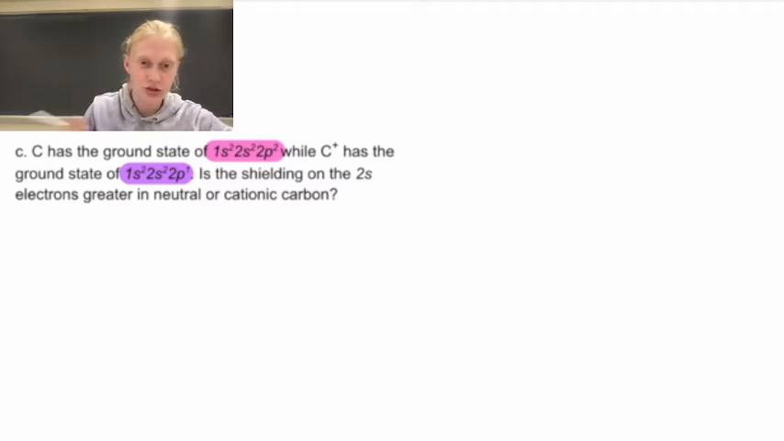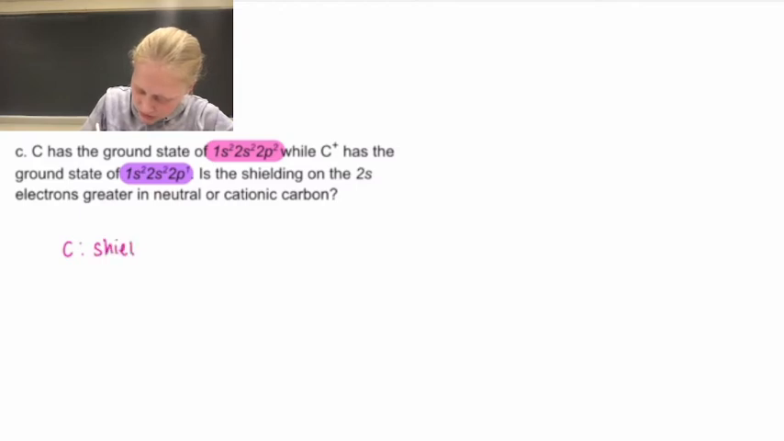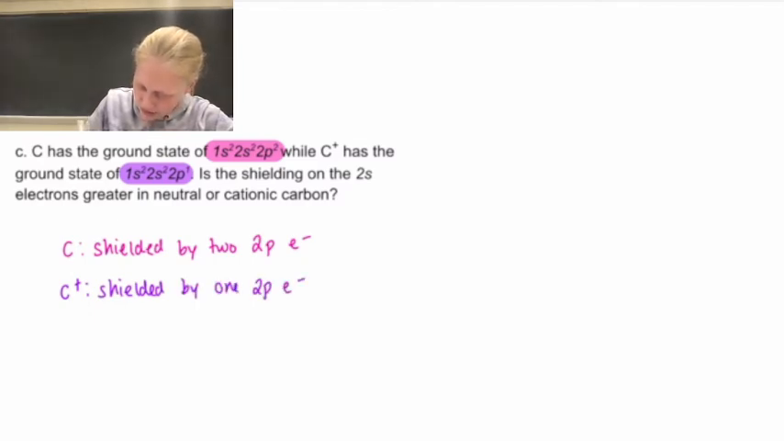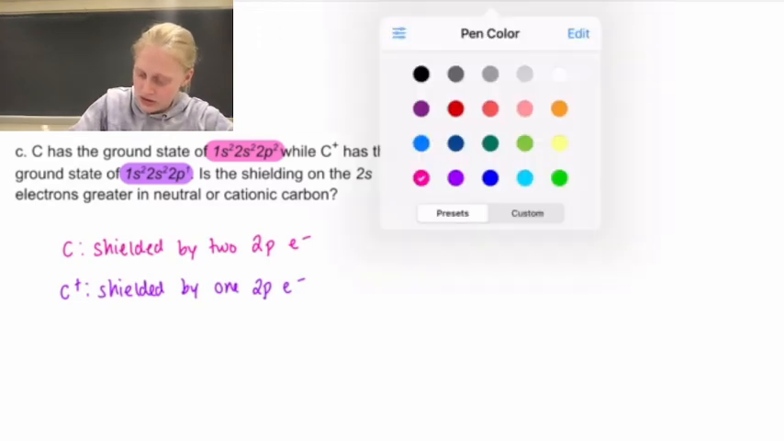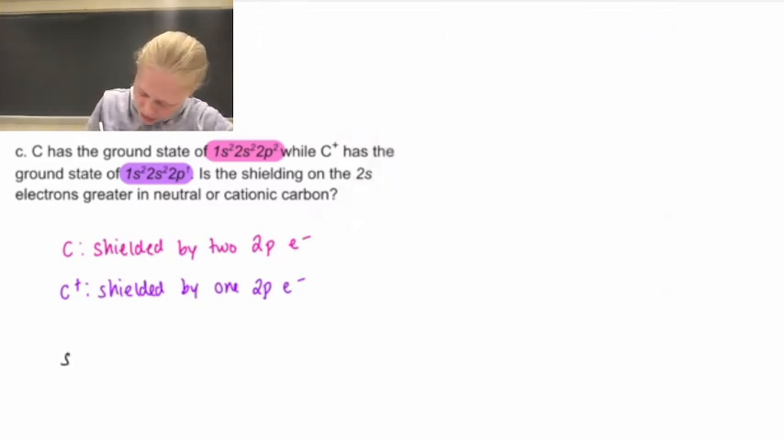So from the standpoint of the 2s electron, what's changing is in the neutral one, we're being shielded by 2 2p electrons, and in carbon plus, we're being shielded by only 1 2p electron. Now, even though the 2p electrons hardly ever shield the 2s electrons, it's still there. So the answer to this question is that the shielding is greater for the neutral carbon.